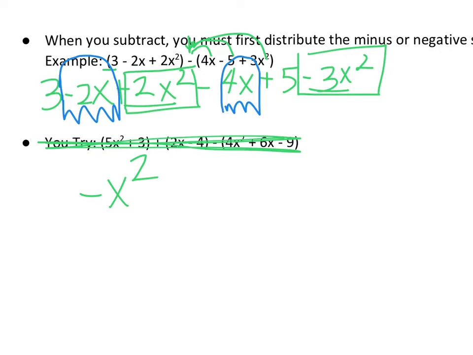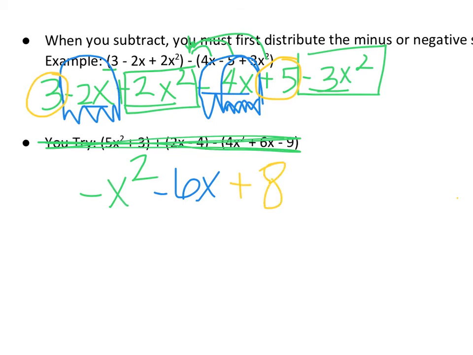Okay. So I made a mistake here. Look at what I did. I needed to include that negative sign in my little ghost. So I have a negative 2x and a negative 4x, and those are going to combine to give me negative 6x. And now let's look for other like terms. I have this positive 5 and this positive 3, and they're going to combine to give me 8.